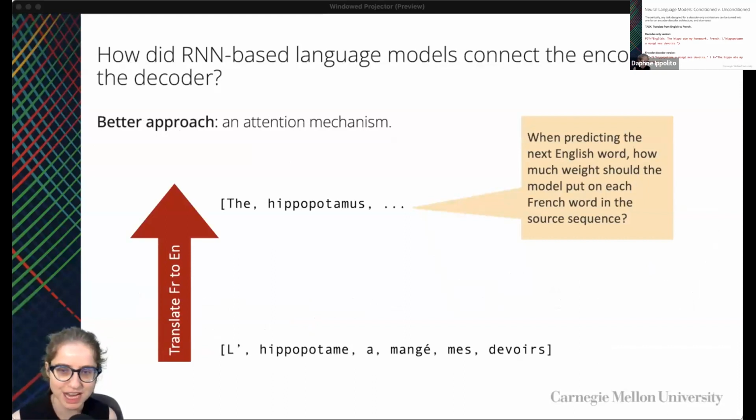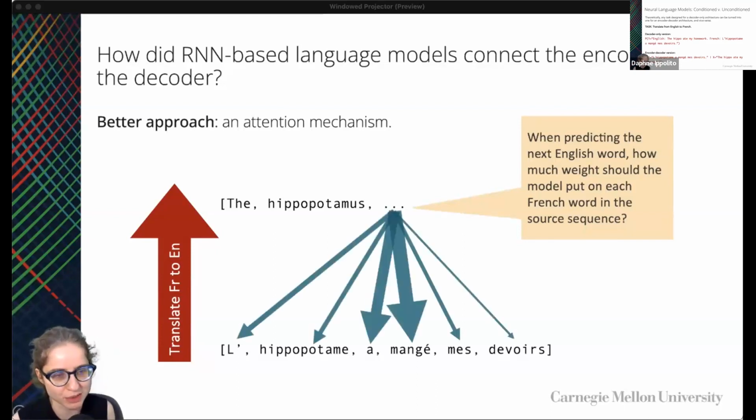And so let's consider the task of translation from French to English. We have a French sentence on the bottom, and the network is working on predicting the next word in the English sentence on the top. Clearly, some of the words in the French sentence on the bottom are more important for the prediction at this point than the others. And so what we're interested in for attention is how much should the neural network attend to each of the words in the input sequence, in the French sequence, when making its prediction at this point for the English sequence.